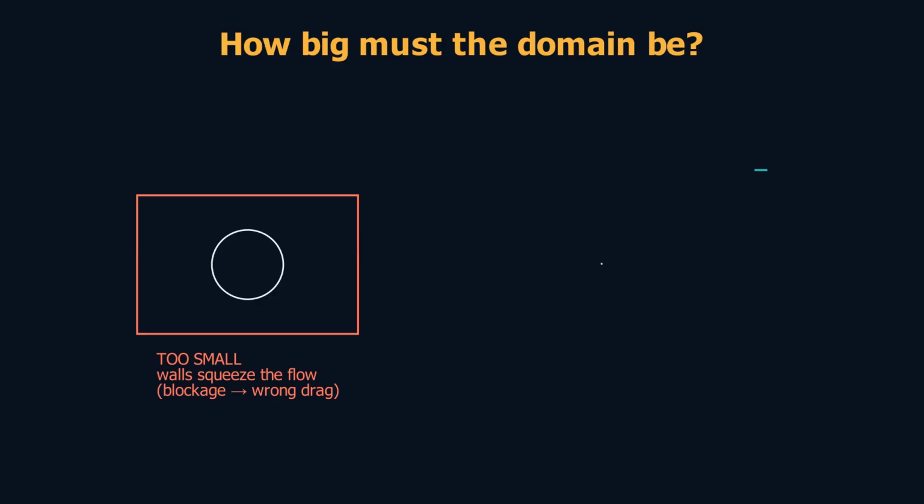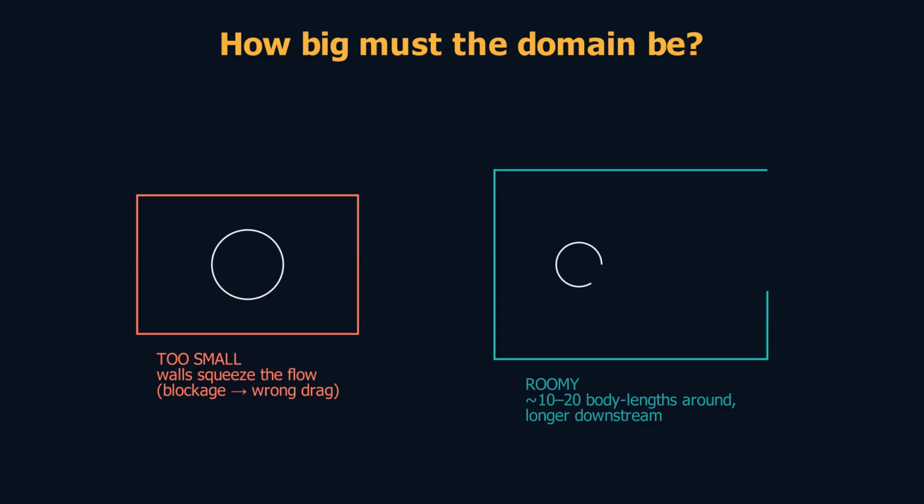The fix is simple: give it room. A rule of thumb is 10 to 20 body lengths in every direction, and even more downstream, because the wake needs space to develop before it hits the outlet.